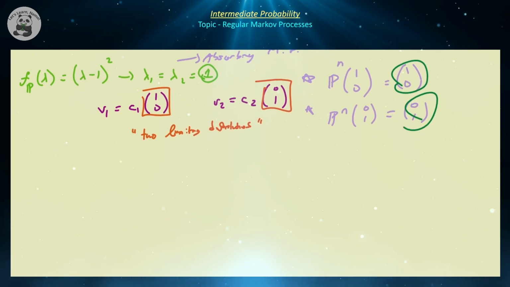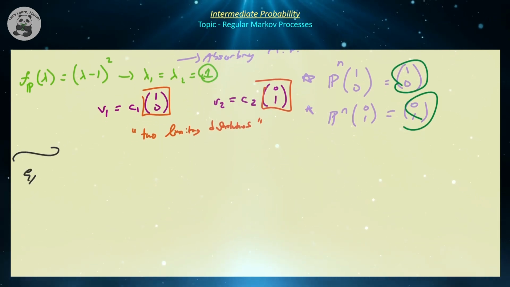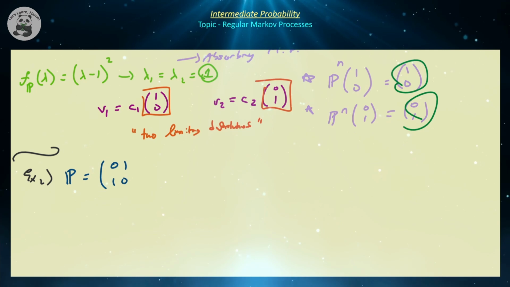Let's look at another example of an irregular process. This is very closely related to the identity matrix, but it has a little row swap in it. In particular, 0, 1, 1, and 0. So is this a regular matrix? That's the first thing we need to investigate.